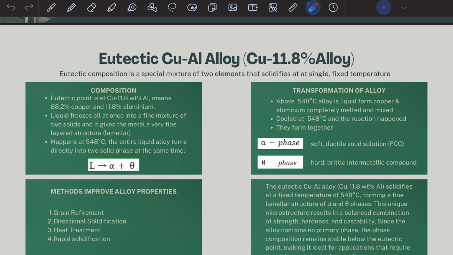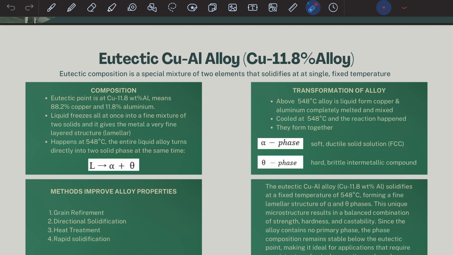Now, I'm going to talk about the eutectic in cuprum aluminium alloy. So for the composition, the eutectic point is at 11.8% aluminium, meaning 88.2% copper and 11.8% aluminium. The liquid freezes all at once into a fine mixture of two solids, and it gives the metal a very fine layered structure. We call it lamellar.